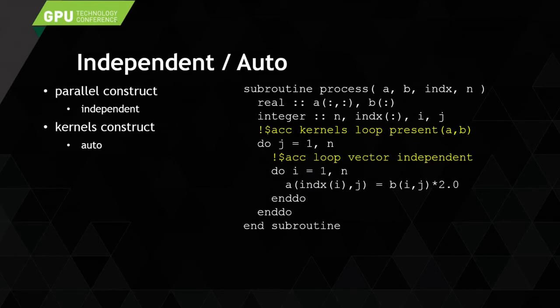So the default in a kernels construct is every loop the compiler will auto-determine. Is this loop running in parallel? And if the iterations are independent, then it'll try to run it in parallel. But you can tell the compiler this is independent because that's an index array. It's a permutation array. Compiler could never determine that. But you can tell it that the iterations are independent, and so go ahead and run it in parallel.